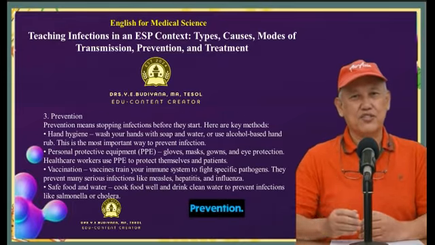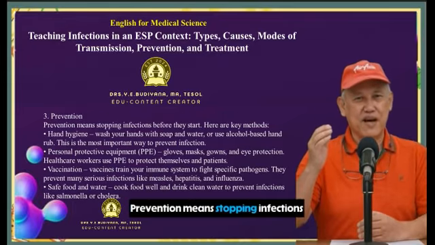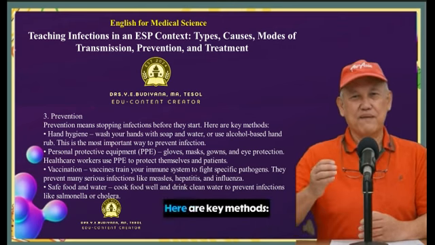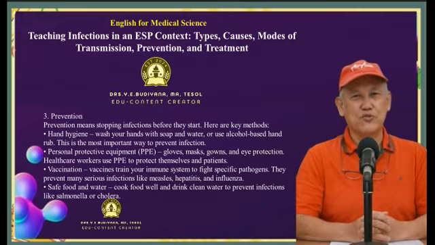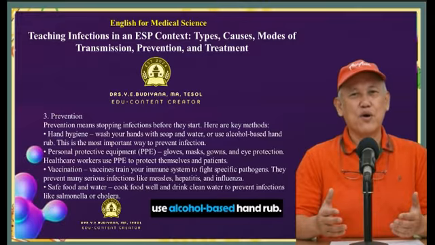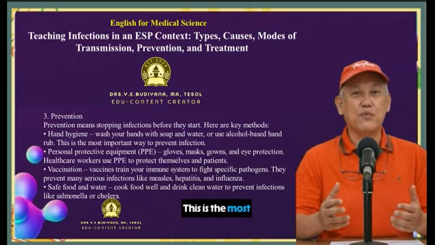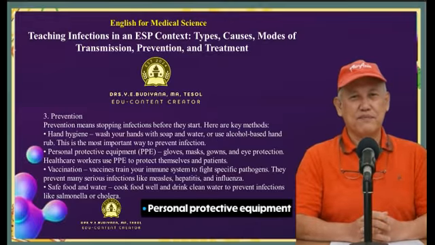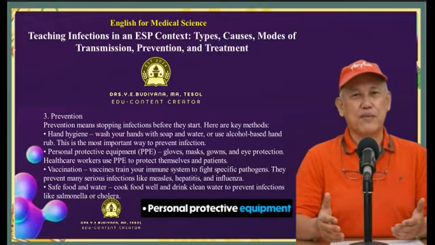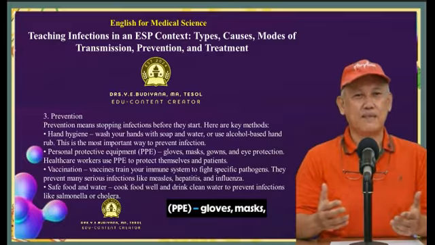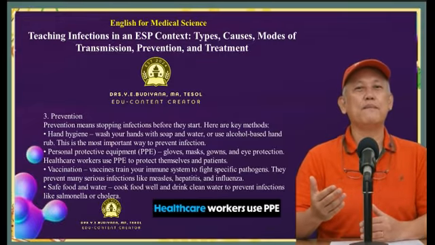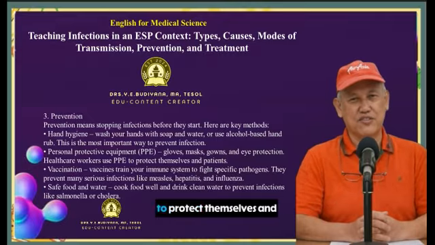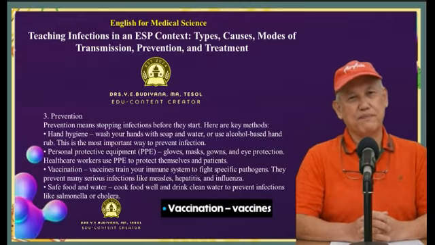3. Prevention. Prevention means stopping infections before they start. Here are key methods. Hand hygiene. Wash your hands with soap and water, or use alcohol-based hand rub. This is the most important way to prevent infection. Personal protective equipment, PPE. Gloves, masks, gowns, and eye protection. Healthcare workers use PPE to protect themselves and patients.